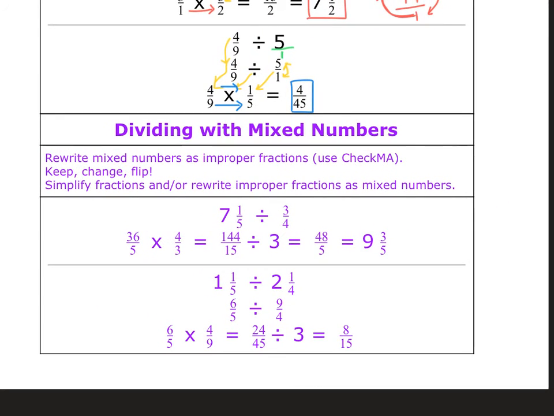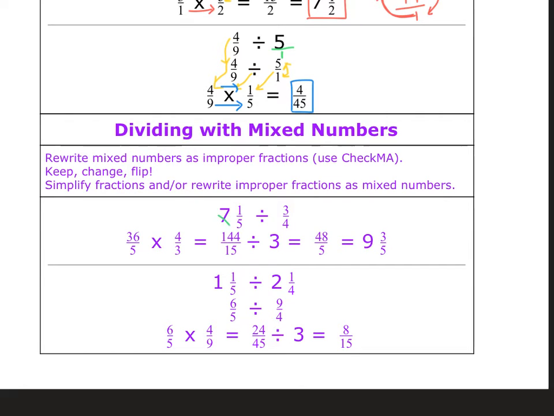Dividing with mixed numbers. Now, just like any other time you're calculating with mixed numbers, the first thing you want to do is rewrite your mixed numbers as improper fractions. Then you'll follow the division rules of keep, change, flip, and go on from there. So let's take a look at what we have. We have 7 1/5 divided by 3/4.